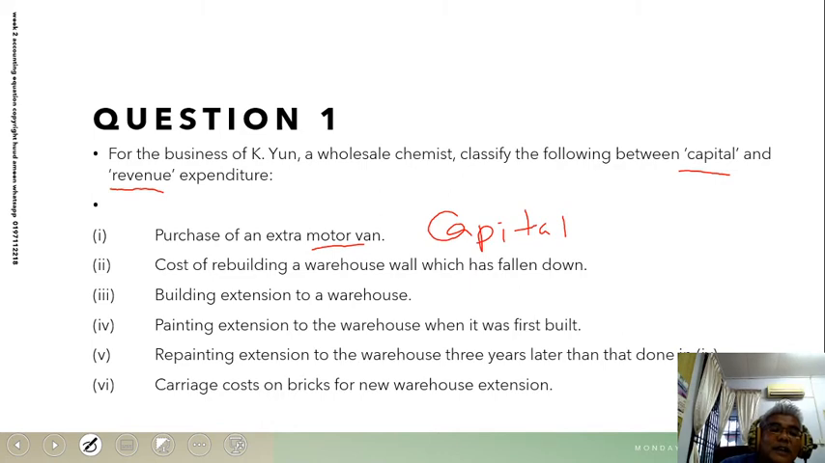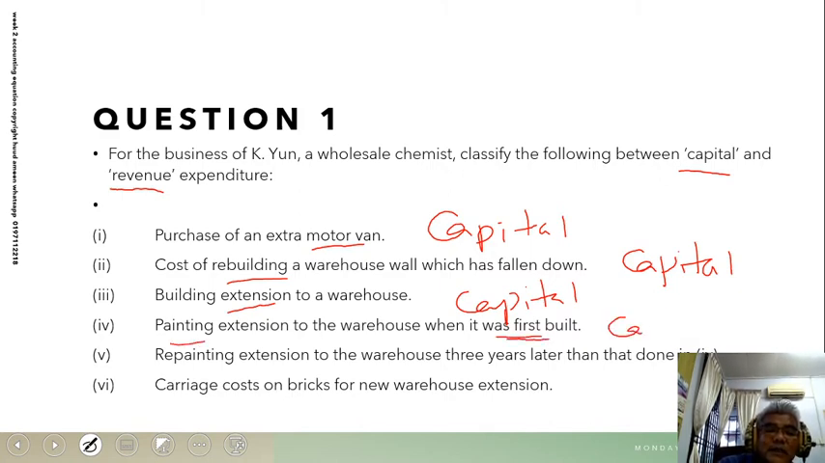Cost of rebuilding a warehouse. Rebuilding is also asset, so this is capital. Building extension. Extension is also asset, so this is capital. Painting extension to the warehouse where it was first built. This is capital. Repainting to the warehouse 3 years later than done in 4.